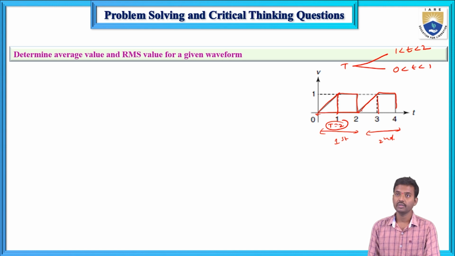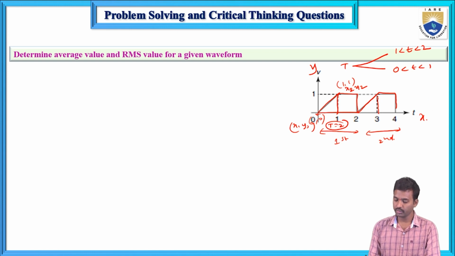So this value is 1 comma 1 and this value is 0 comma 0. Now here, this one is x2, y2 and this one is x1, y1, and this one is y and this one is x. So how will you represent the line between these two, v of t equals 0 to v of t equals... So this value is 1 and this value is 1.